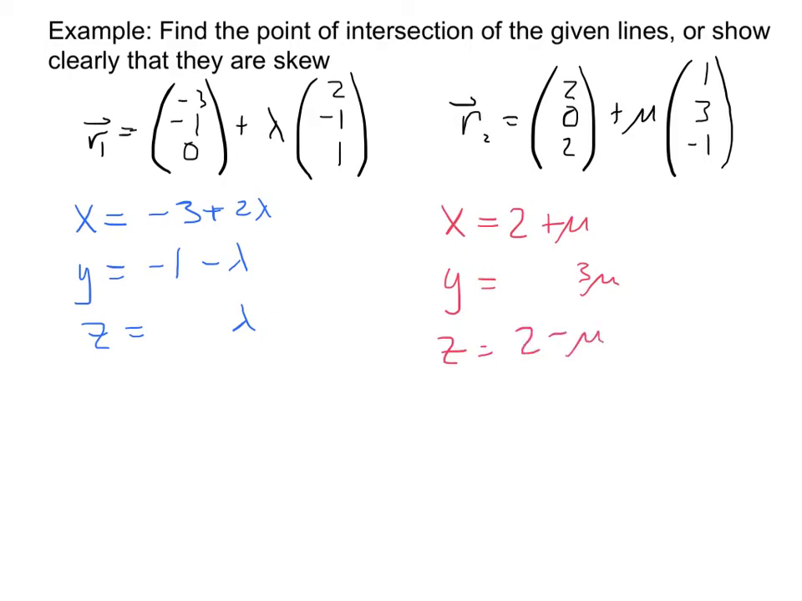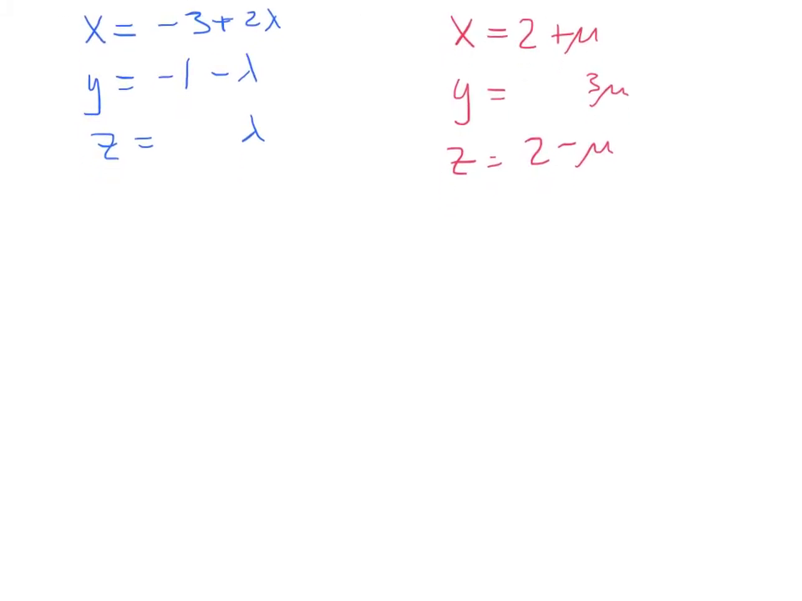Okay? So now, what happens next? Now, I'm supposed to set these things equal to one another. So I'm supposed to set the x ones equal. That's -3 plus 2 lambda equals 2 plus mu. There is -1 minus lambda equals 3 mu. And there's lambda equals 2 minus mu. And those are my 3 equations. Now note, there are 3 equations and 2 unknowns.